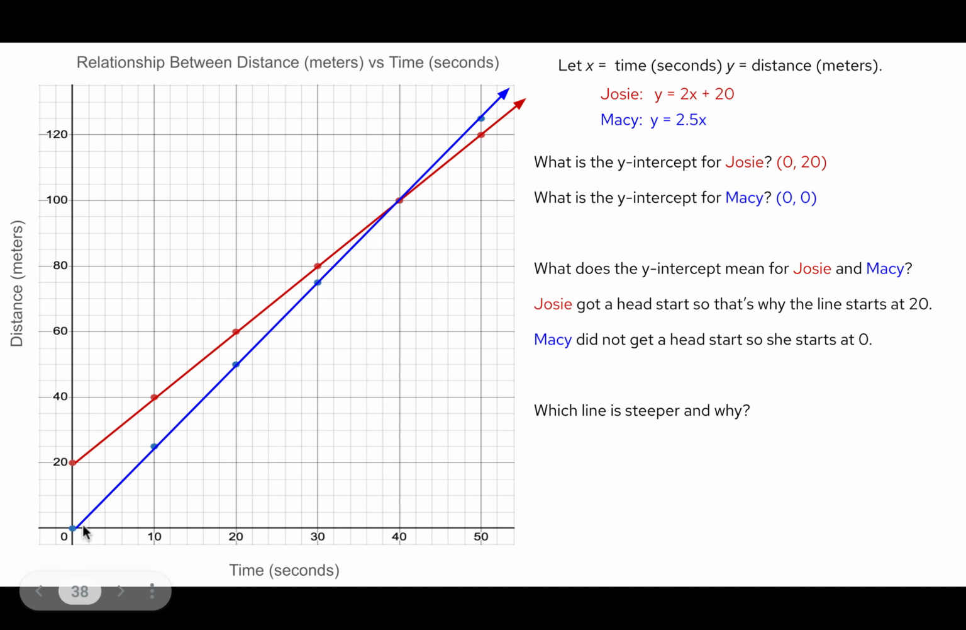When you look at this, which line is steeper? Well, it looks like here that the blue line is steeper, and the blue represents Macy. You can see this in the graph, but you can also see it in the equation because 2.5 is larger than 2.